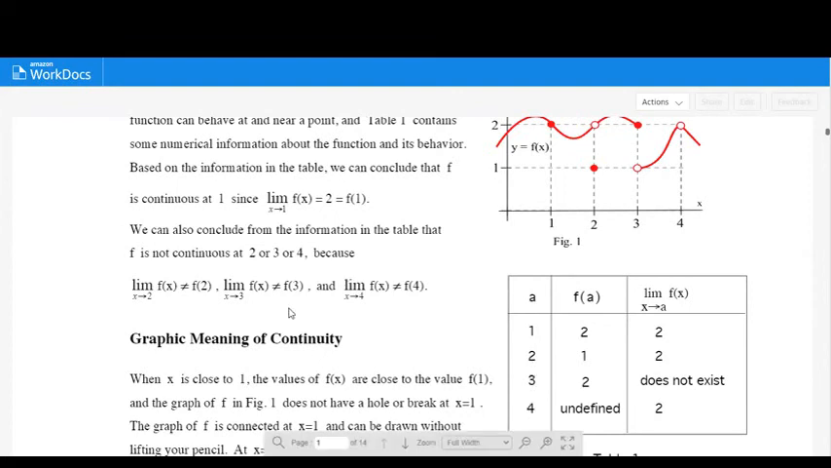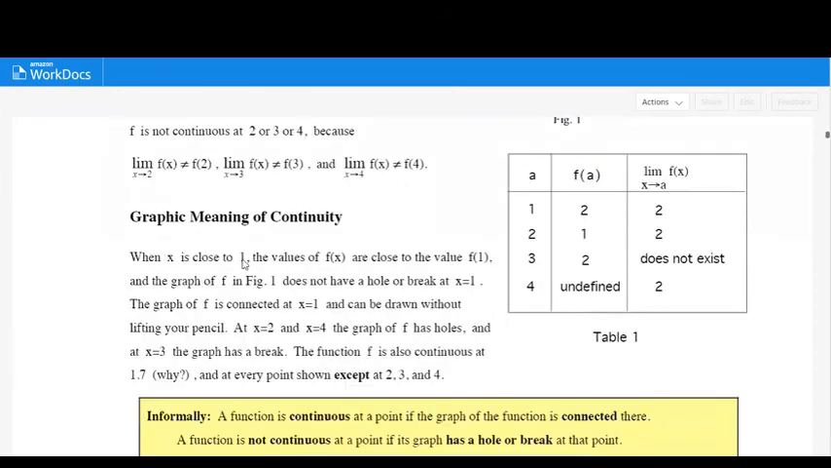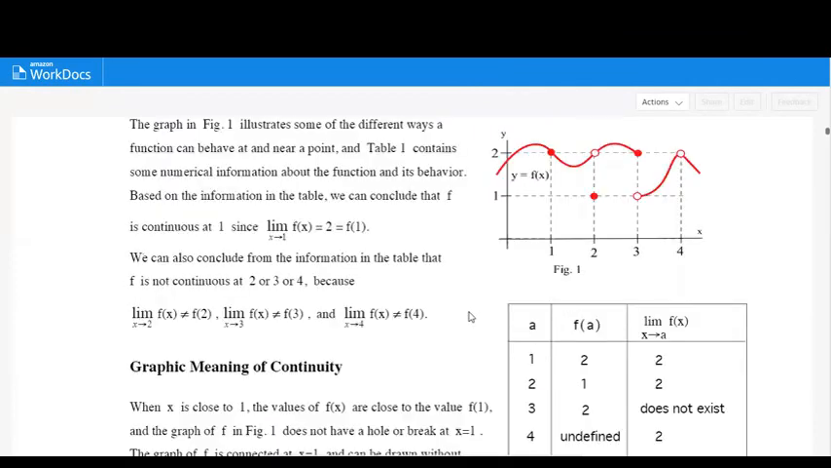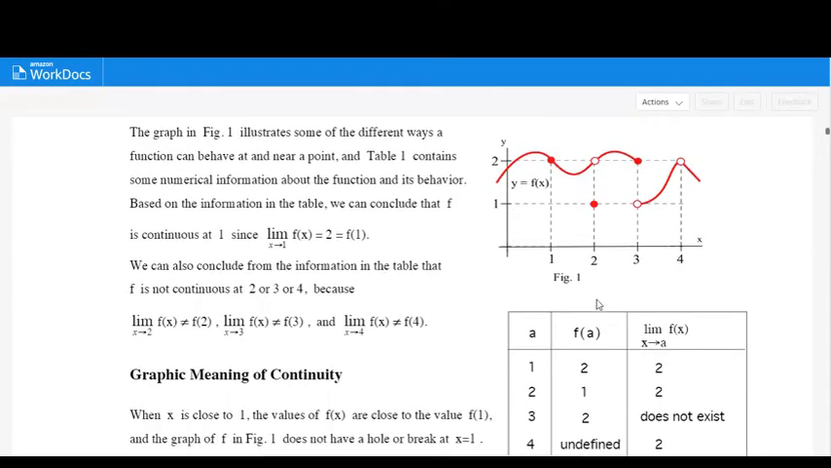Now let's have the graphic meaning of the continuity. So when x is close to 1, the values of the function are close to the value of f of 1. So yan. Okay, so if x daw is closer to 1, then the value of the function is also closer to f of 1 or the 2. Yan.